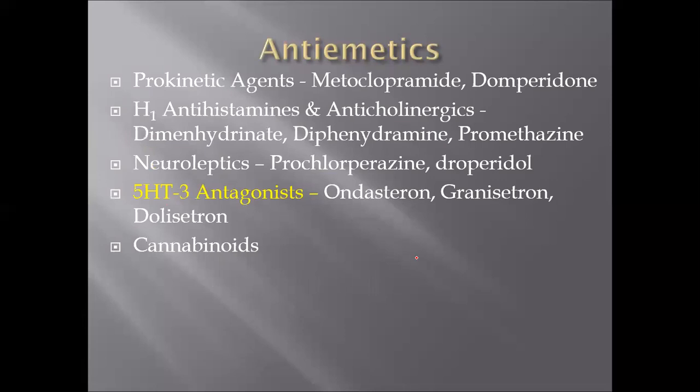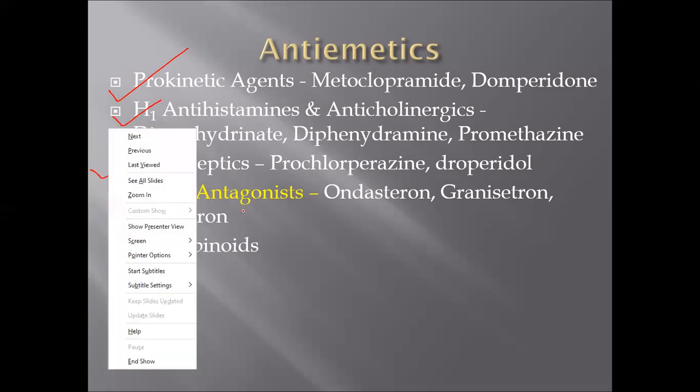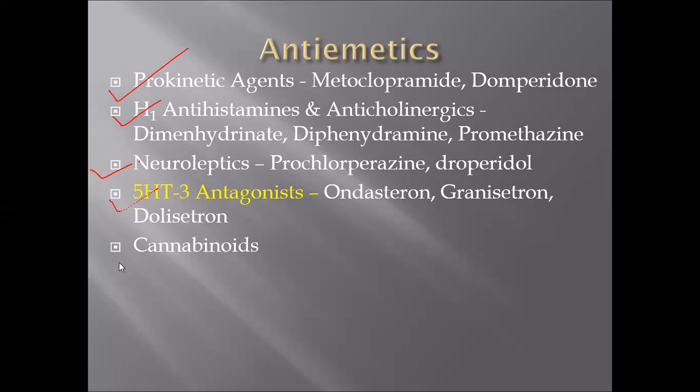Now these antiemetic drugs would depend upon the type of receptors that we had been talking about right in the beginning. These could be the prokinetics, the antihistaminics and anticholinergics, the neuroleptic drugs, the 5-HT3 antagonists, or cannabinoids. So in prokinetic agents, we have two drugs that are most commonly used, that is metoclopramide and domperidone.